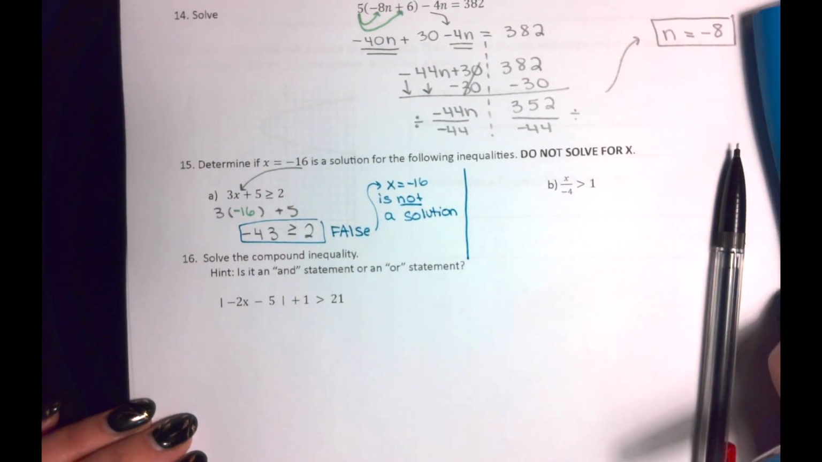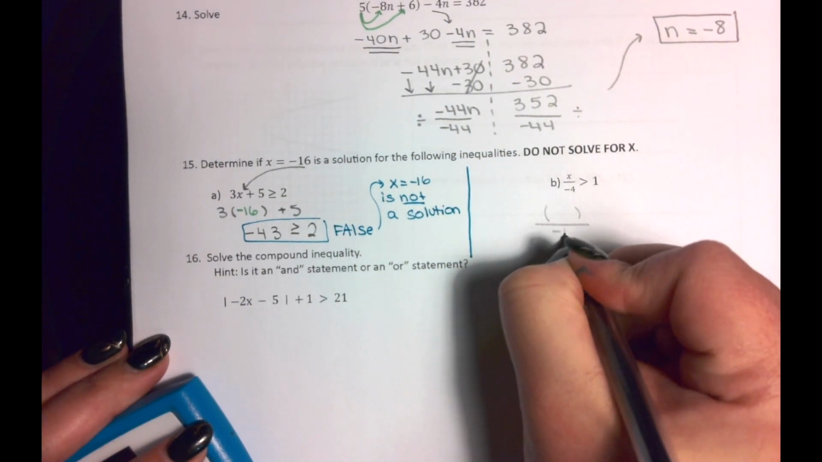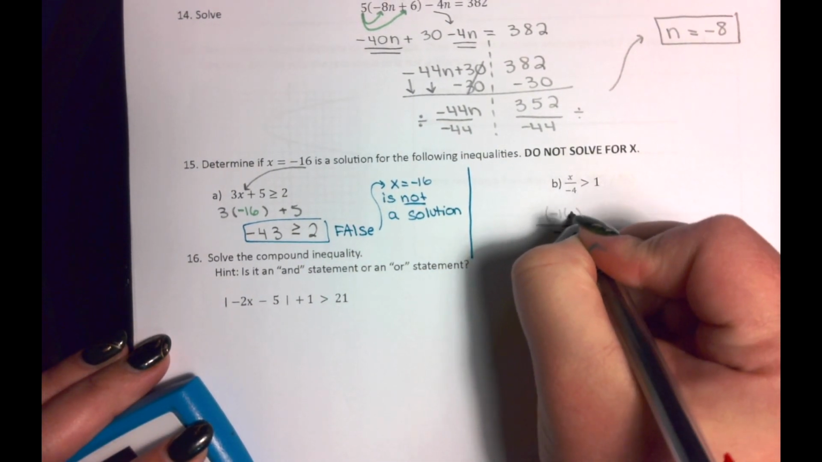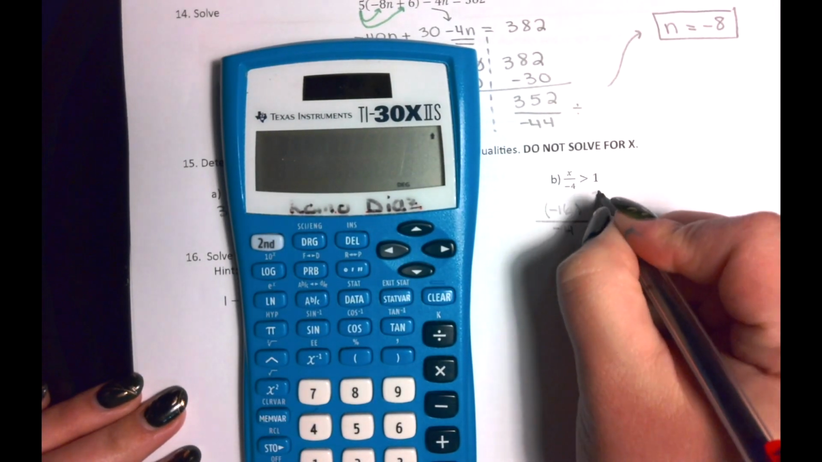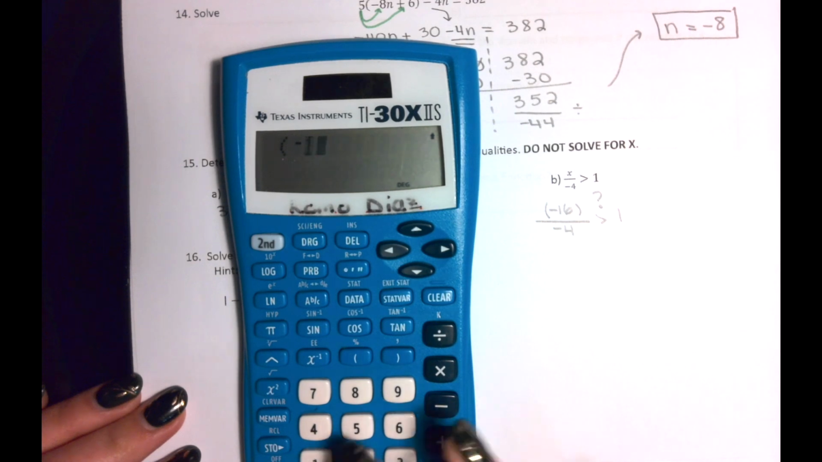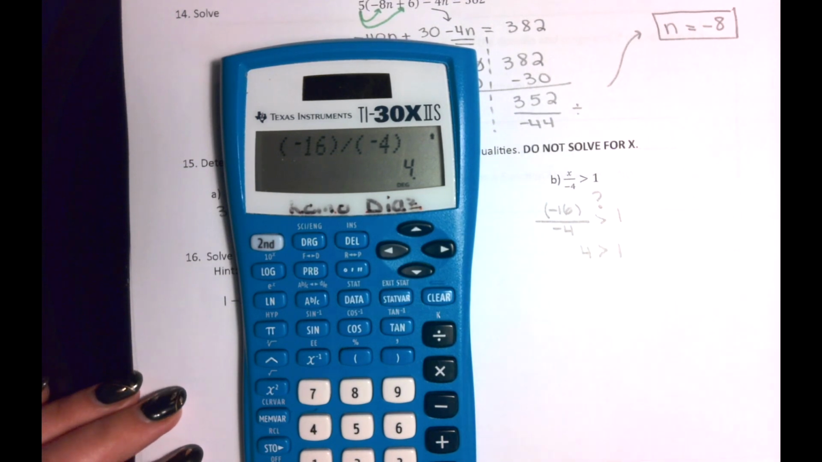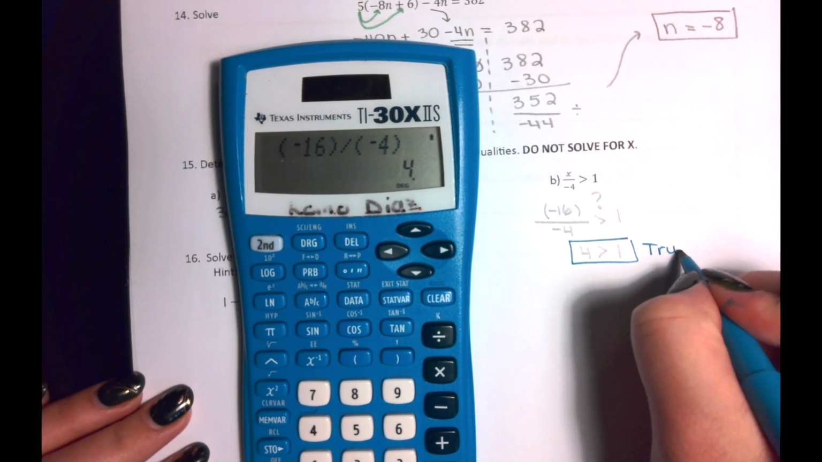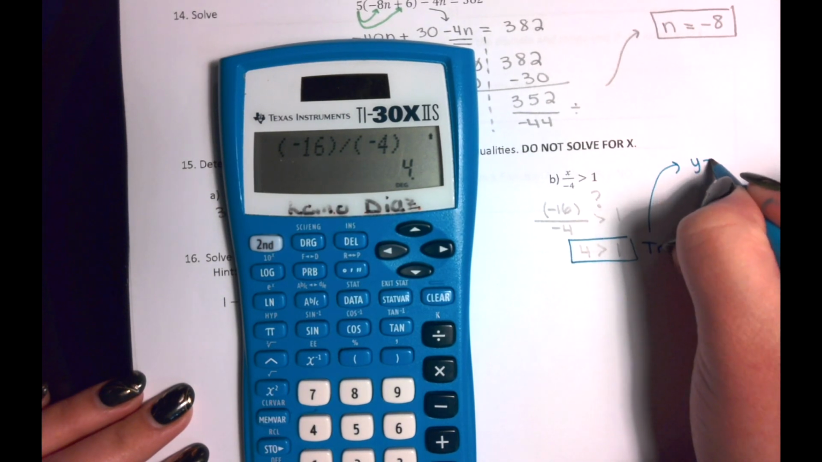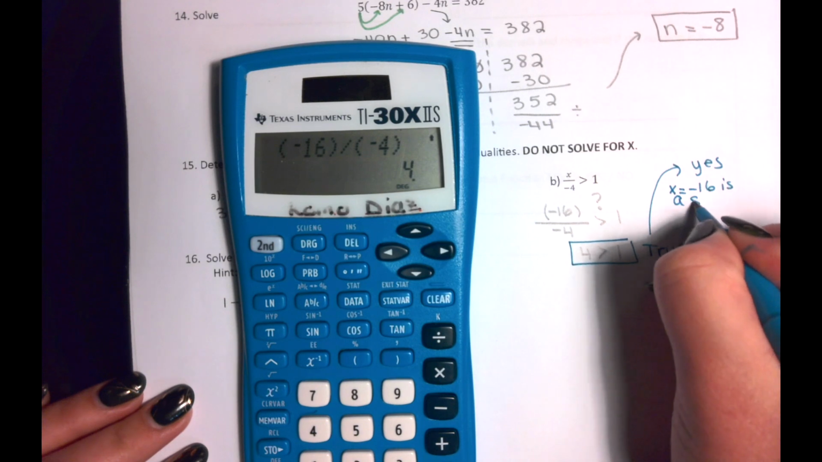Let's do the same thing for the other one. Open up where your x is. Place that negative 16 inside. Type that into the calculator. Open, negative 16 close, divided by negative 4. I get 4. Is 4 bigger than 1? Yeah, that's true. So because it's true, yes, x equals negative 16 is a solution.